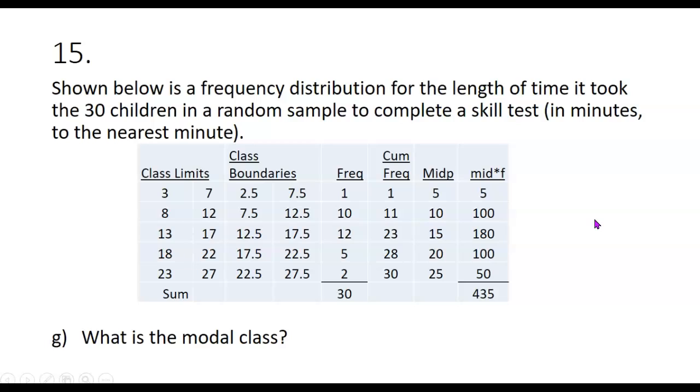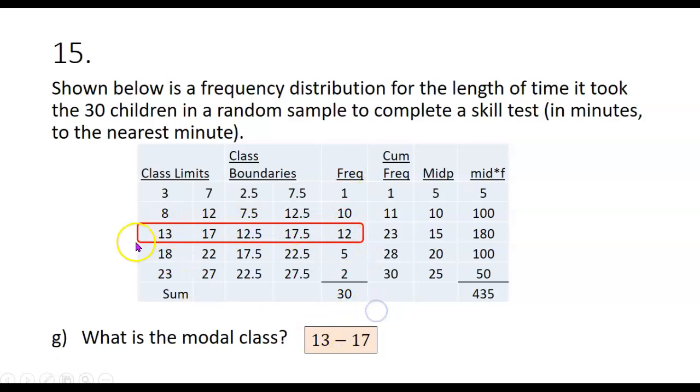What is the modal class? That's easy if you remember what that means. The mode is the most common value, the value that there are more of than anything else. The modal class is the most common class, the class that has more in it than any of the other classes. So which class has more data values in it than any of the others? That is, which one has the highest frequency? That would be this one. So it's the class from 13 to 17.